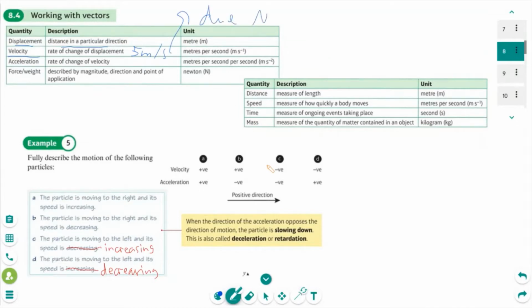Similarly for acceleration, force and weight are measured in newtons. So you've seen that before. Those are the units. So again, force can have a direction as well. So these are vector quantities.